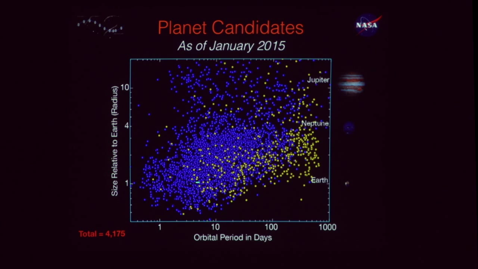So here's the Earth at 1 Earth radius, up to Jupiter, which is on the order of 10 Earth radii. And then this is the orbital period in days, in other words, how long it takes to go around its parent star. You can see that a lot of these have much shorter periods than our own Earth, which is 365 days, which is out over here, where we have seen some candidates. Jupiter would be way off to the right here, because it takes 5 years for Jupiter to go around, and Neptune would be even further off to the right.